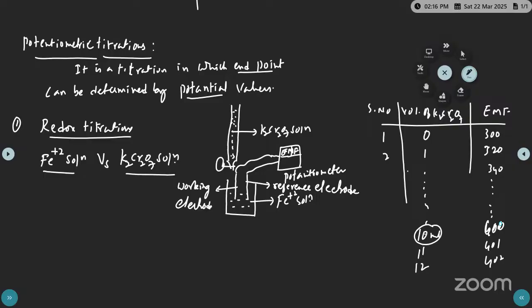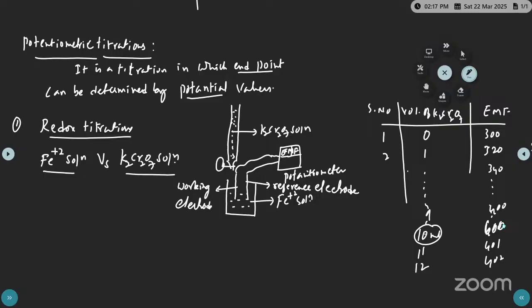For example, at the 9th ml the EMF value is 400, and at the 10th ml the EMF value is 600. What happened here? The EMF value suddenly increased. So at this volume the EMF value suddenly increases, and it is considered the end point volume. Like that, we can find the end point from the potential values.